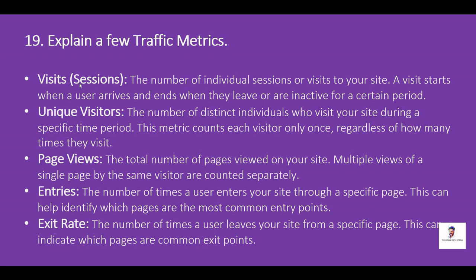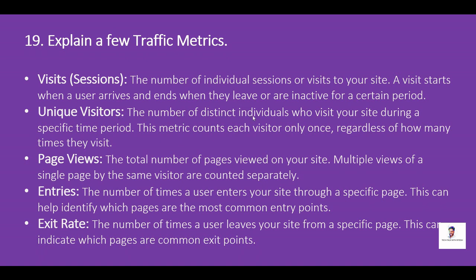Okay, explain a few traffic metrics. These are the ones; there can be more. So visits, or sessions: the number of individual sessions or visits to your site. A visit starts when a user arrives and ends when they leave or are inactive for a certain period. So for example, there is session management on your website. The user logs in but has not done anything. The session timeout is over, it's timed out, so now it's inactive. That time duration is a visit.